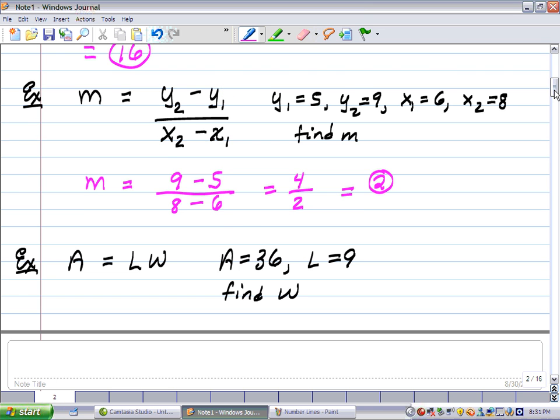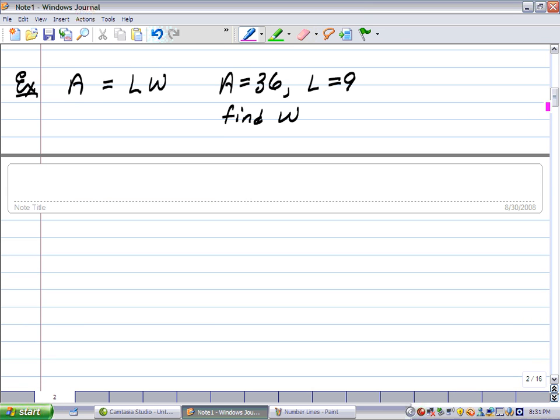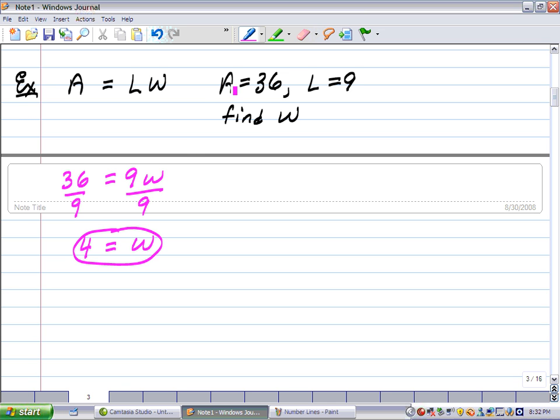Notice we can work these formulas out and find these solutions even if we have no idea what the formulas are for. I've been stating some meaning for them, but we don't really need to know that meaning at this point to actually solve them. Okay, so A is 36 and L is 9, but I don't know what W is. So now I have to solve the equation as we did earlier. To get W alone, I'm going to need to divide both sides by 9. So 4 is going to be equal to W.